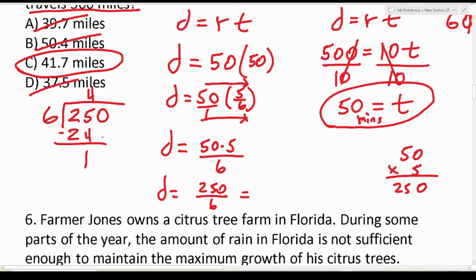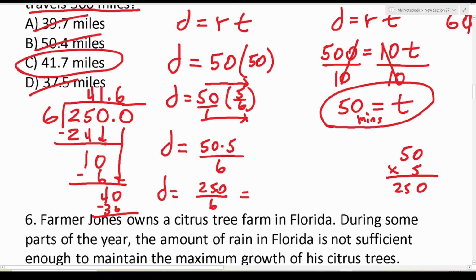25 minus 24 is 1. Drop down this 0. Now we're asking ourselves, how many times does 6 go into 10? 6 goes into 10 one time without going over, given that 1 times 6 is 6. 10 minus 6 is 4. And now we're going to add a decimal and a 0 placeholder. As soon as we add that decimal, we bring it up here and drop down this 0 placeholder. And the question becomes, how many times does 6 go into 40 without going over? That's going to be 6 times, given that 6 times 6 is 36.